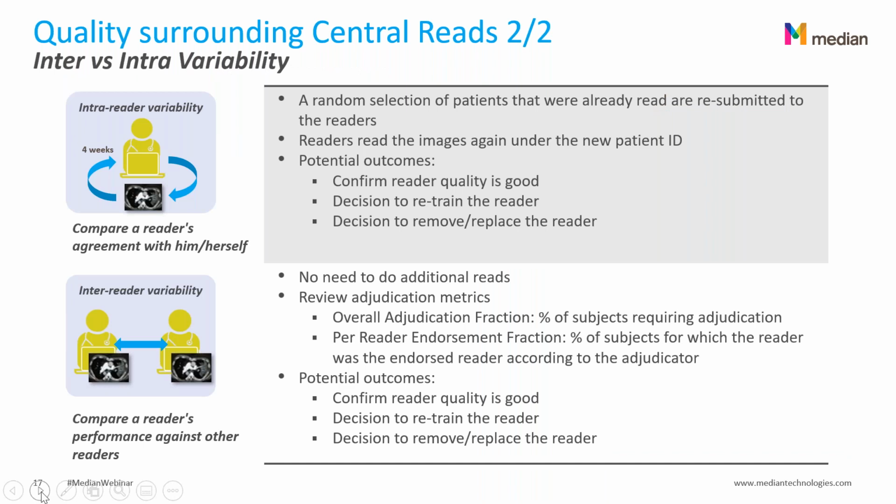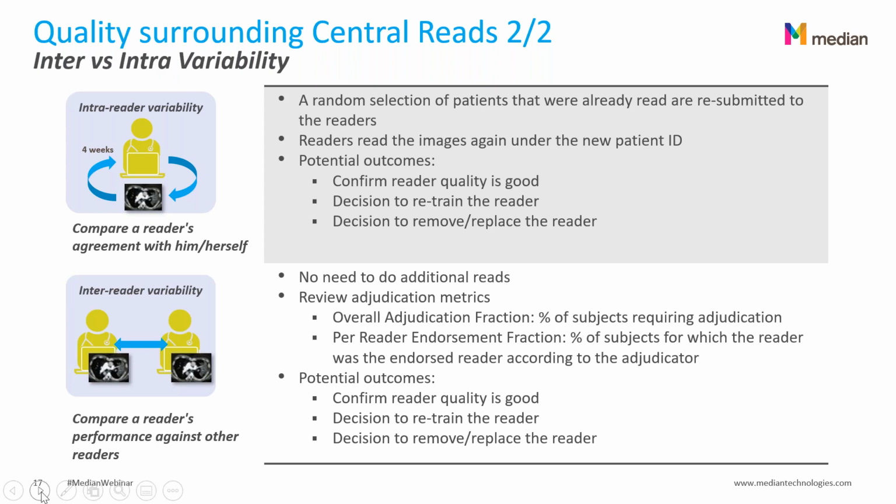So another way to ensure the quality of the central reads is to assess inter versus intra reader variability. For intra-reader variability, a random selection of patients that were already read by a reader are resubmitted to the readers for their review. The new reads are submitted under a new patient ID in order to prevent bias from the reader thinking that they have already completed these reads. And then you would compare a reader's agreement with him or herself.